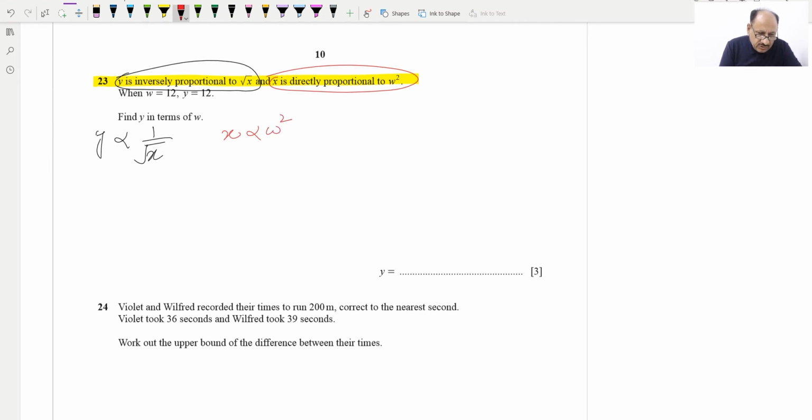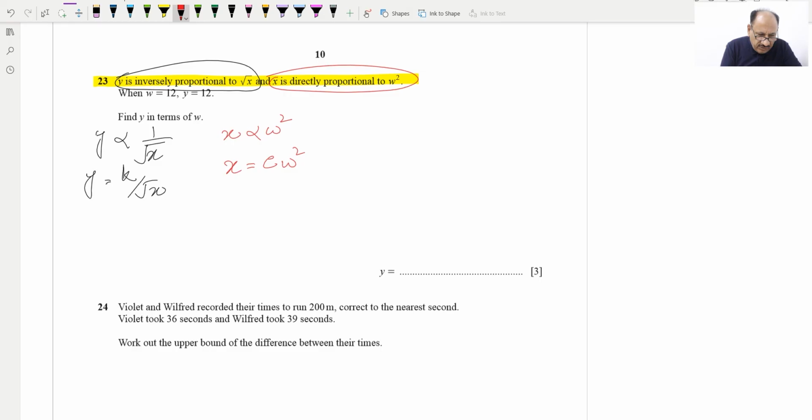Now before going ahead, I will switch this to an equality sign. y is equal to k over the square root of x, and x is equal to k w squared. But k will be confusing, so I will write c w squared. We are just taking constants. k and c are both constants, so I just write c because otherwise k will be confusing.